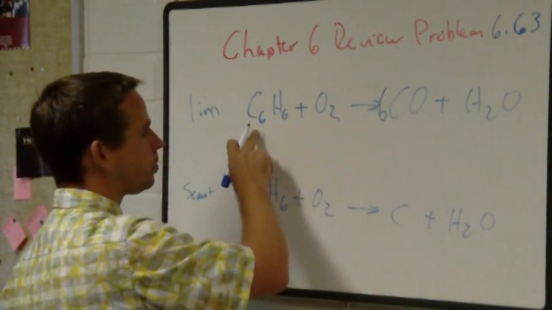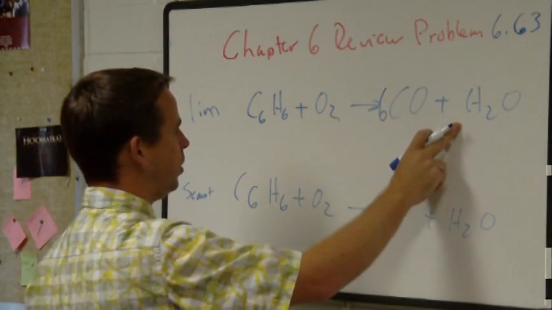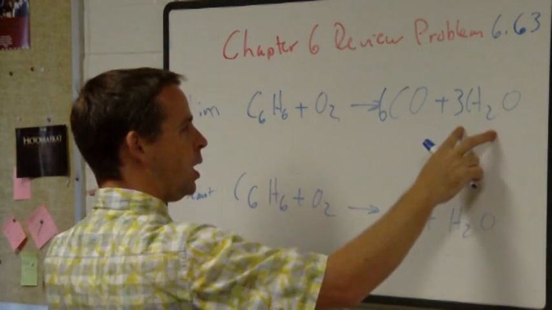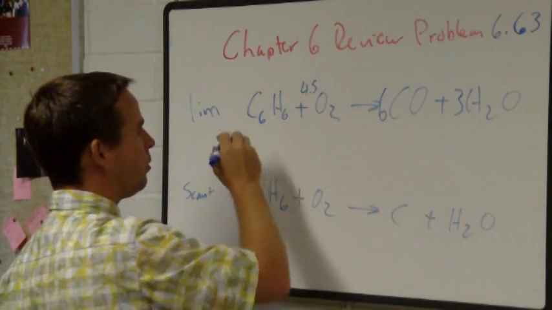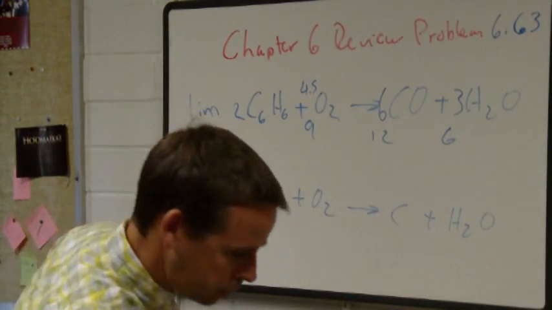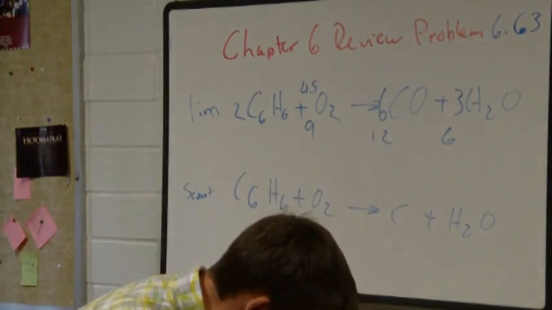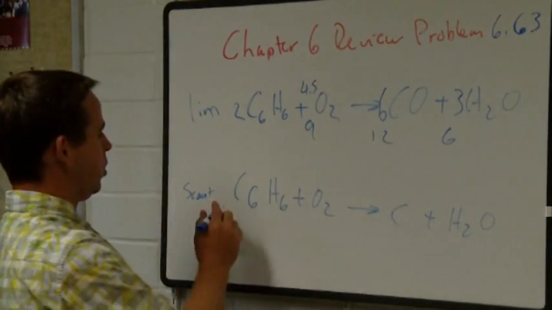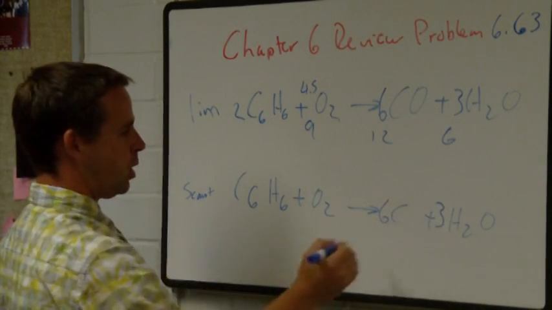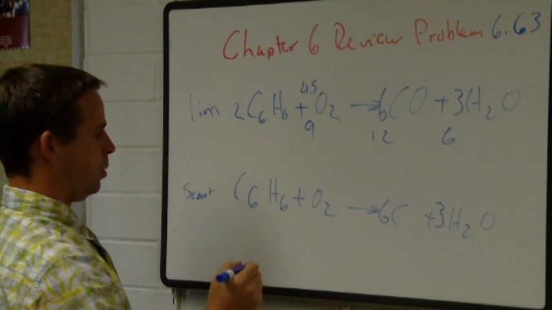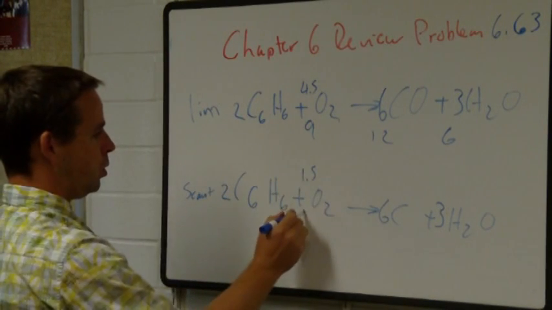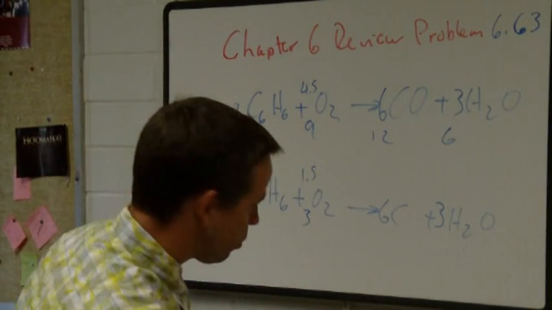6 carbons here. Hydrogens, 3 there. Oxygens, 6, 7, 8, 9. 4.5, so 2, 9, 12, and 6. So that's 663: 2, 9, 12, and 6. For the scant, 6 there, 3 there. We have 3 on the right here, 1.5, so there's going to be 2, 3, 6, and 3.